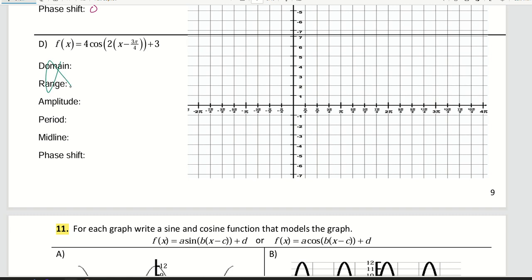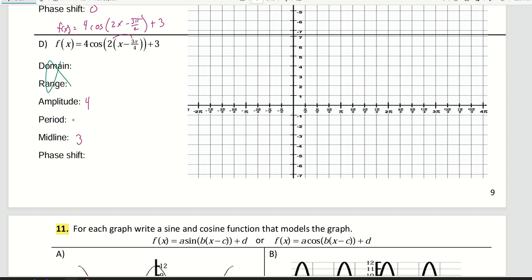All right, so for letter D, don't worry about that. Let's go back to maroon. Amplitude 4, vertical shift 3. I don't like the way that it's written out, so we'll rewrite it as f of x equals 4 cosine of 2x minus, when you distribute that, that'd be 6 pi over 4, which is 3 pi over 2, plus 3. I like a cleaner input instead of these multiple parentheses. This is helpful in different ways, but I don't think it's super helpful.